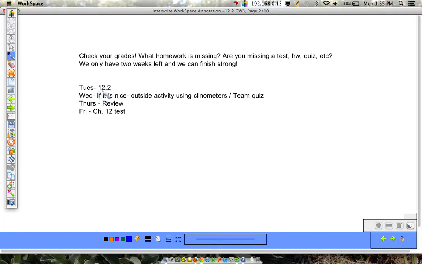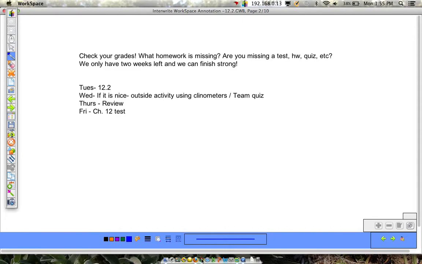Wednesday, if it's nice out, we're going to go outside and use what we call clinometers, which I will explain more in the lesson. And we're going to actually find the height of objects that we can't reach using angles and one side length of a triangle. If it's not nice, because it's supposed to rain all week, we're going to take a team quiz, and then we'll review Thursday, and we'll take a test on Friday. And then we'll make sure to go outside the next week to do the clinometer activity. So just as inspiration, to make sure that you're actually remembering, we have 2 weeks left, finish strong.